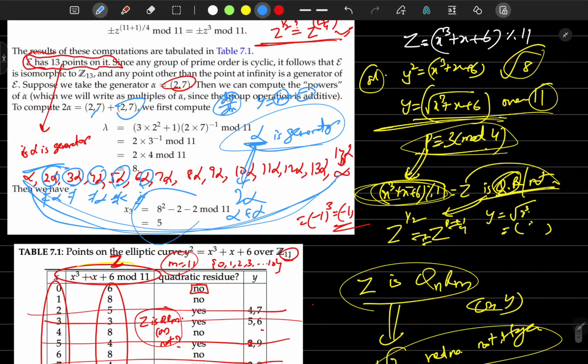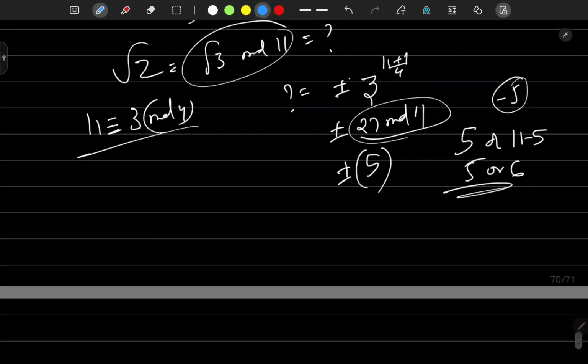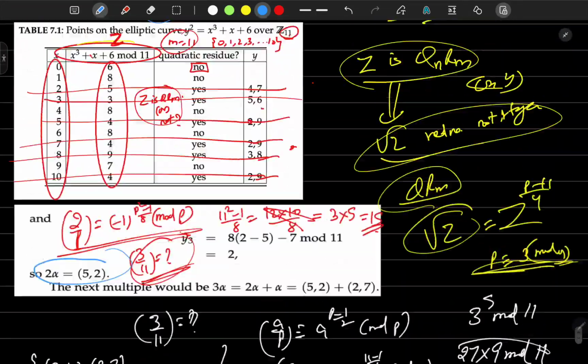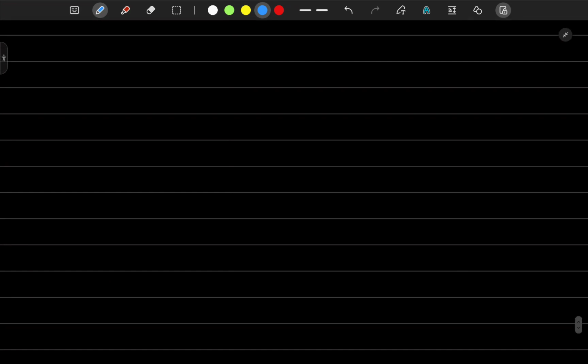Suppose it becomes equal, then we say that this (2, 7) point is not a generator. Then we take some other point out of the 13 points. Let's say the first point is (2, 7), and the second point is some other point, (7, something). We take that point and again do all these steps. Finally we can conclude, yes, this is our answer. Like that we have to proceed. I hope I covered everything related to this.